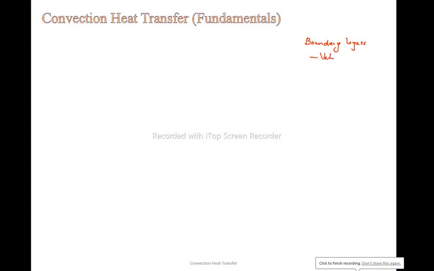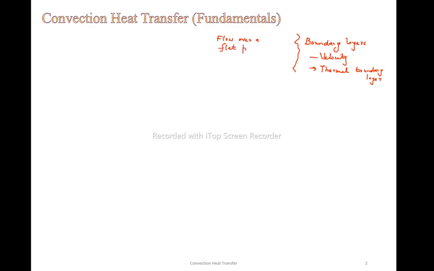Velocity boundary layer. We have thermal boundary layer. We were considering flow over a flat plate. And there we saw development of boundary layers. We saw first of all development of velocity boundary layer.